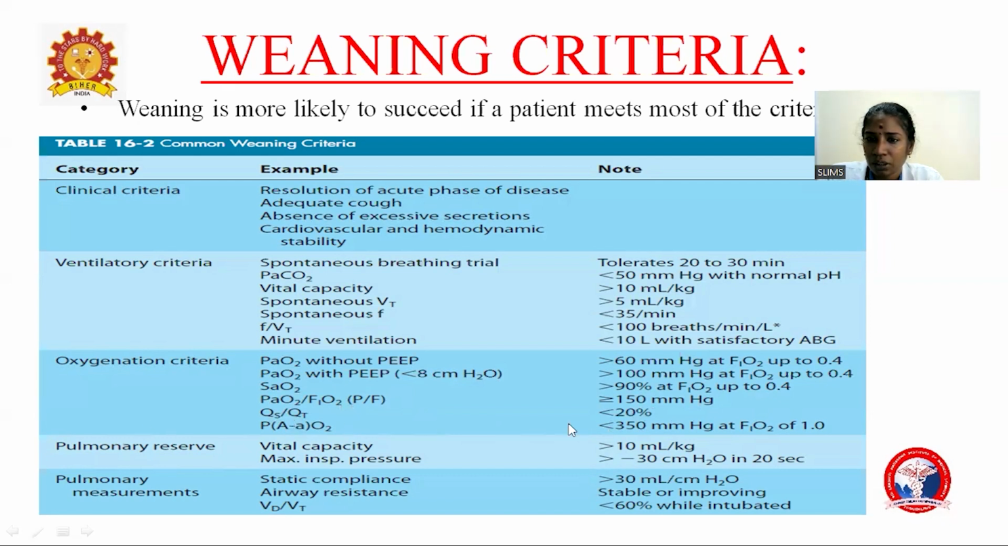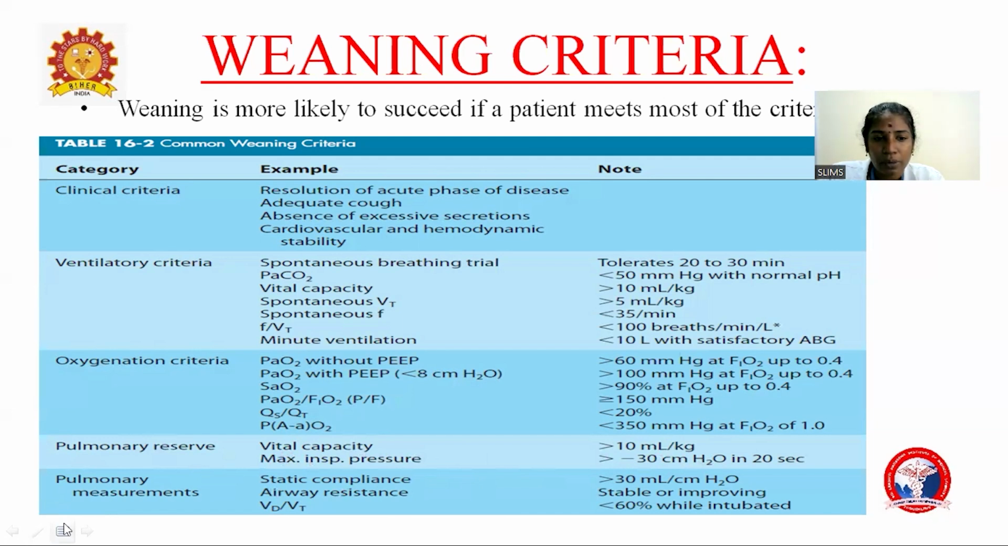QS by QT should be less than 20%. And the partial pressure of arterial minus alveolar oxygen should be less than 350 millimeter of mercury with an FiO2 of 100%. Okay. Then the pulmonary reserve. Vital capacity should be more than 10 ml per kg, and the maximum inspiratory pressure more than minus 30 centimeter of water in 20 seconds.